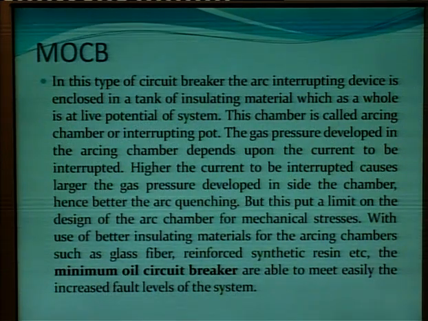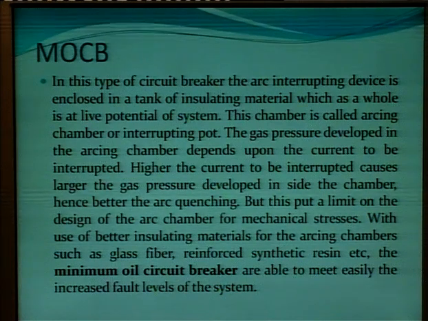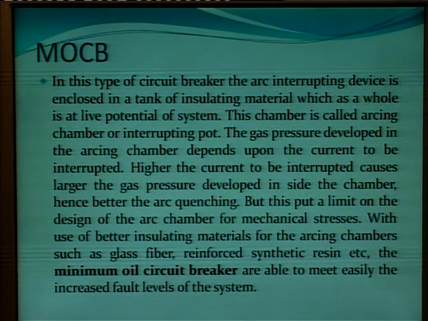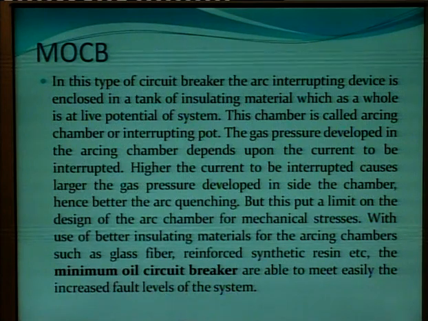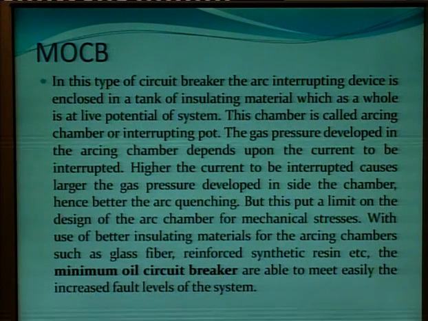So in this type of circuit breaker, the arc interrupting device is enclosed in a tank of insulating material, which as a whole is at live potential of the system. So this chamber is called arcing chamber or interrupting pot. The gas pressure developed in this arcing chamber depends upon the current to be interrupted. Higher the current to be interrupted, the larger the gas pressure developed inside the chamber, hence better the arc quenching.